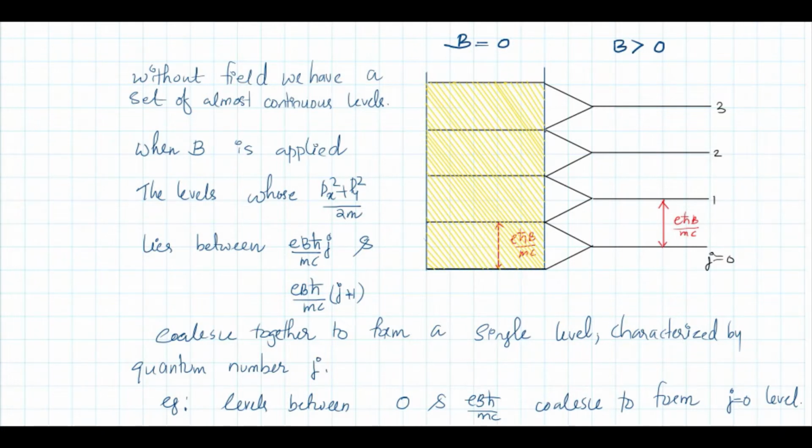Okay. Now this portion, the levels whose kinetic energy lies between EBħ/mc J and EBħ/mc (J+1) coalesce to form a single level characterized by quantum number J. What is the meaning? Suppose you consider J as 0, then this value will be 0, this value will be EBħ/mc. So the levels between 0 and EBħ/mc joined together to form a single level with the quantum number J equal to 0.